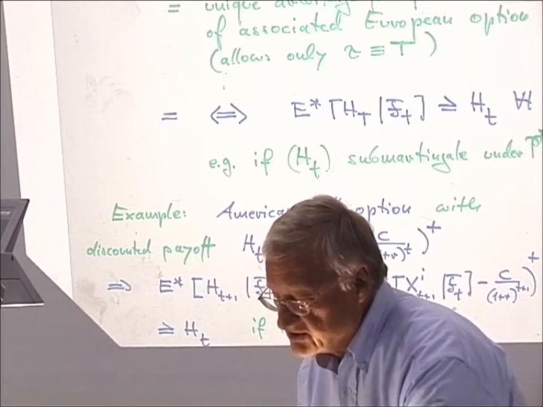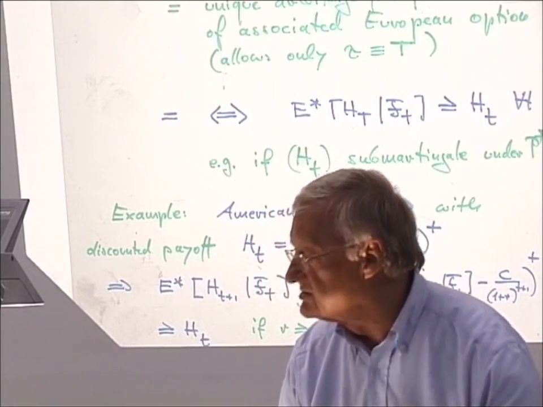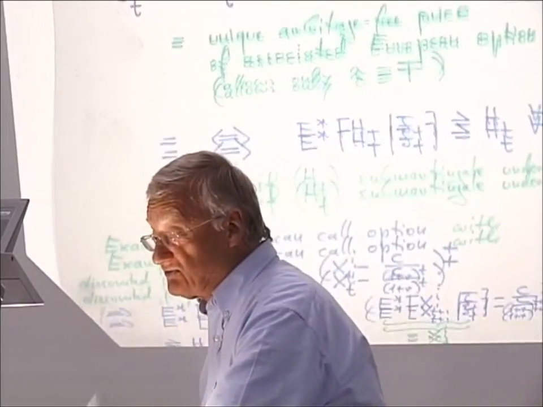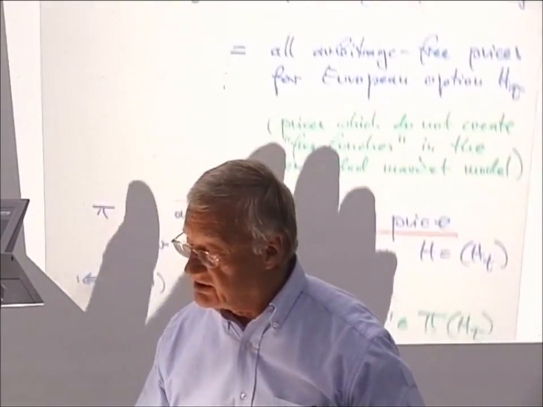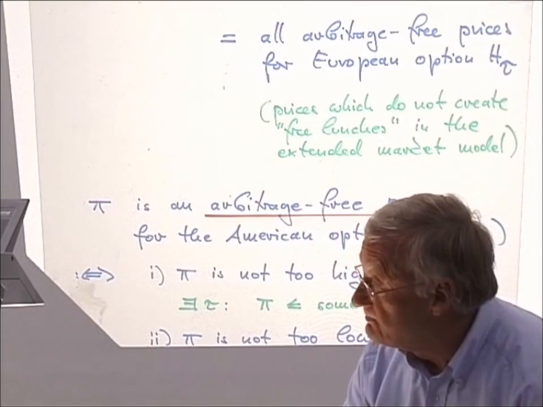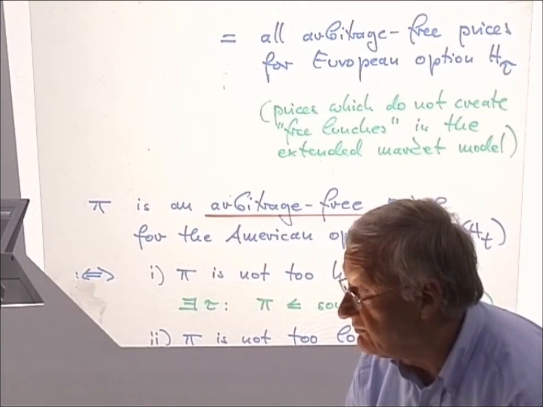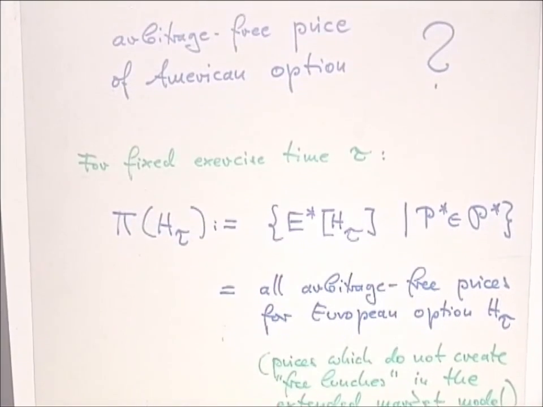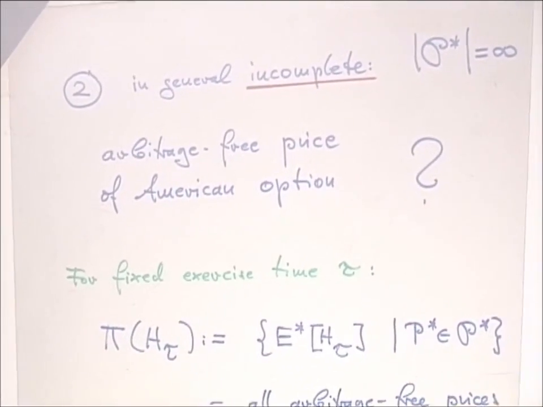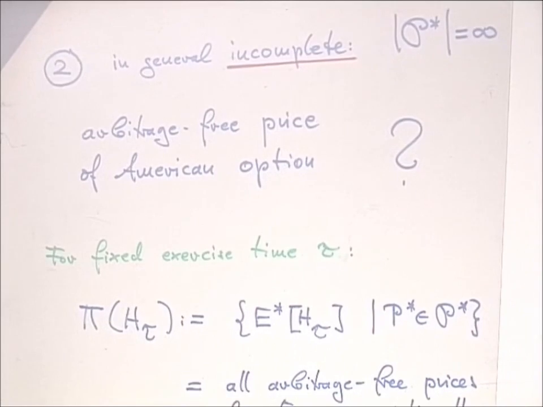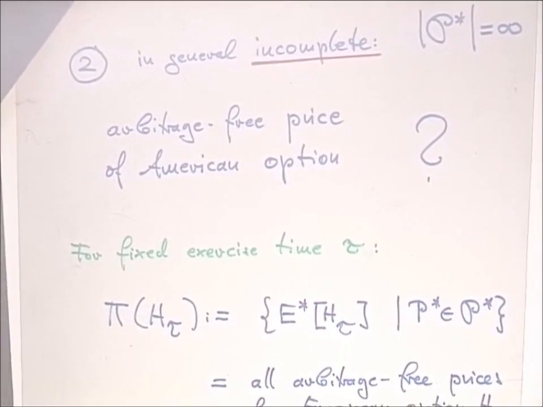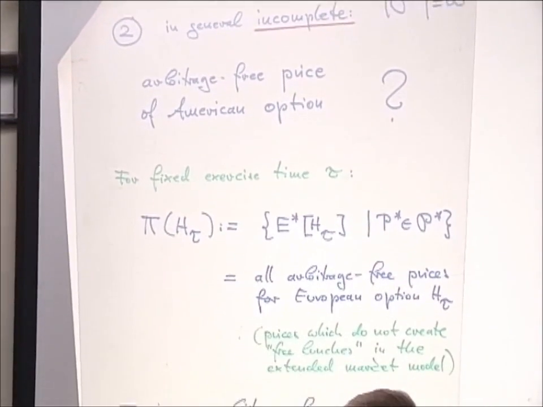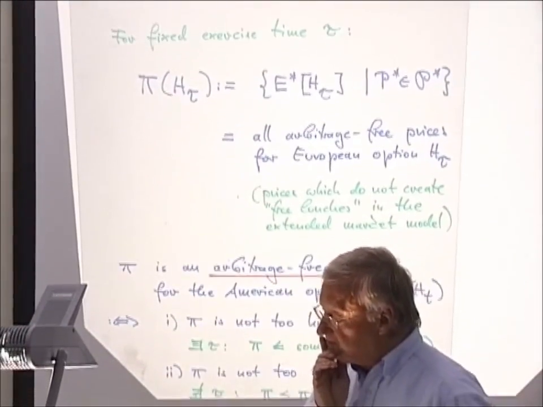For the put option, it's different, and in general it's different, and in particular it's different if we now switch to the incomplete case. So in the incomplete situation, we have more than one, and hence infinitely many, equivalent martingale measures. And so the question is, what is now, from the point of view of the seller, an arbitrage-free price for that American option?